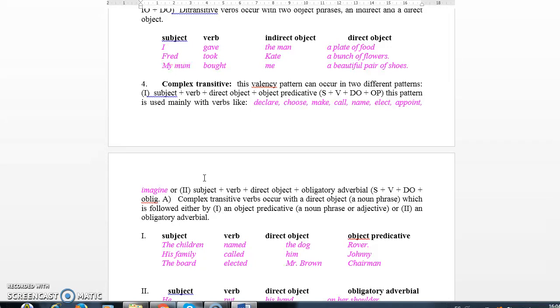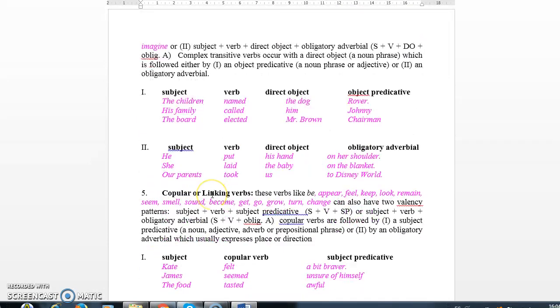And there you have, for example, if you say, his family called him Johnny, his family is the subject, called is the verb, him is the direct object, who did they call, and the object predicative is Johnny, because it is telling you something about the direct object. Okay. If you have the children named the dog Rover, the dog would be the direct object, and the object predicative is Rover, and that is telling you something about the dog, which was the direct object. The other form that you can have is with a noun phrase or adjective.